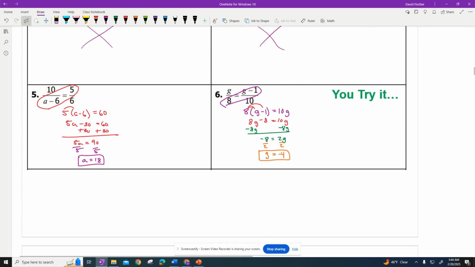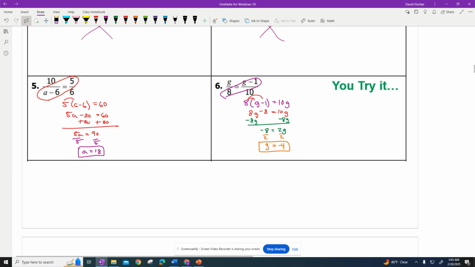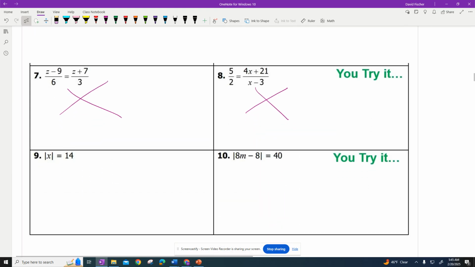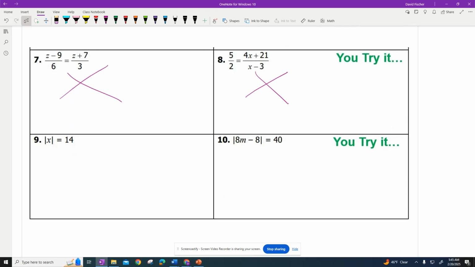Over there on the left, number 5 is 18, just like I got up above. Did you get -4? If not, pause my video and then check out my work there, okay? Alright, so I want you to have a good chunk of time on your homework today. You can put an X on 7 and 8. Let's go right down to absolute values, because I'm pretty confident that you can do these two guys.